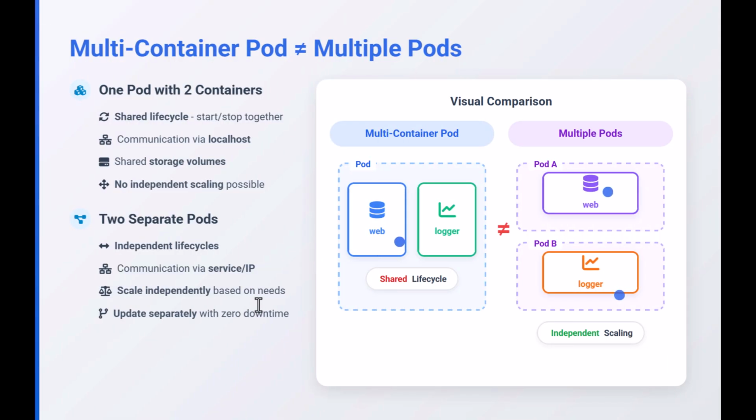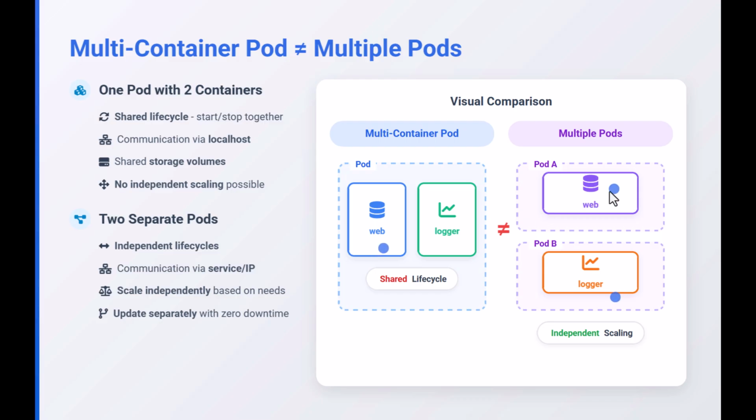This is a very common confusion, so let's clear it up. A multi-container pod is not the same as multiple pods. First, let's look at a multi-container pod like this, one with a web and a logger container. They share the same lifecycle, they start and stop together, and communicate over localhost since they live in the same network namespace. They have shared volumes, meaning they can read and write to the same data files. But there is no way to scale them independently. If you need more logging, you scale both web and logger together.